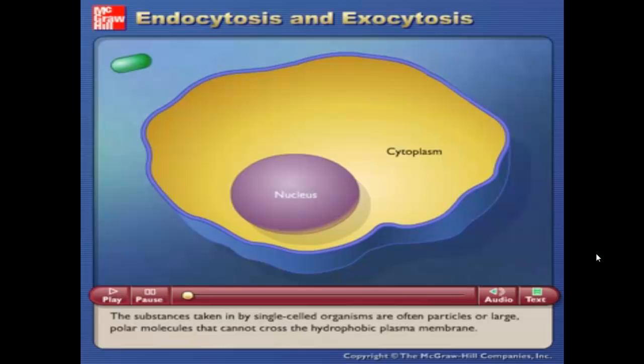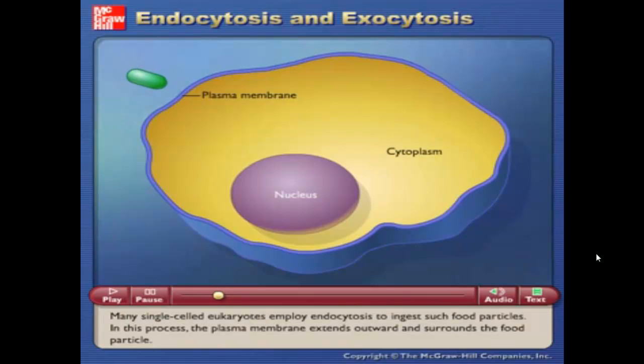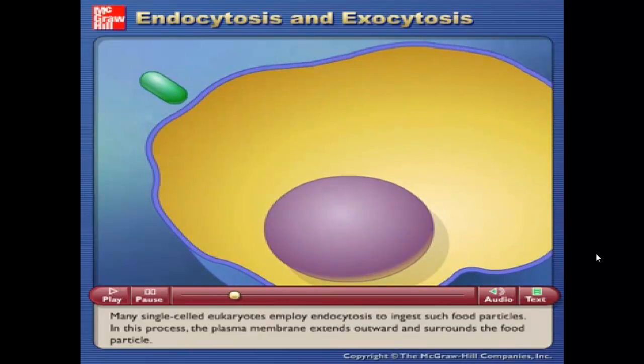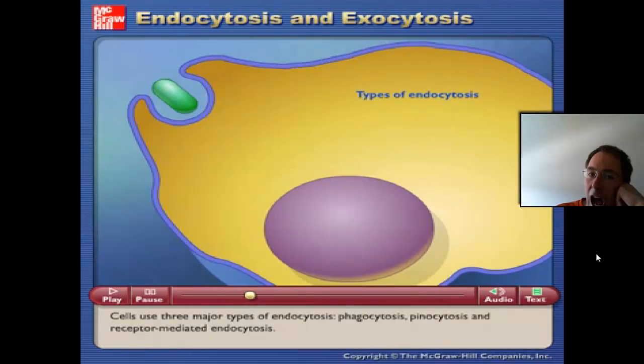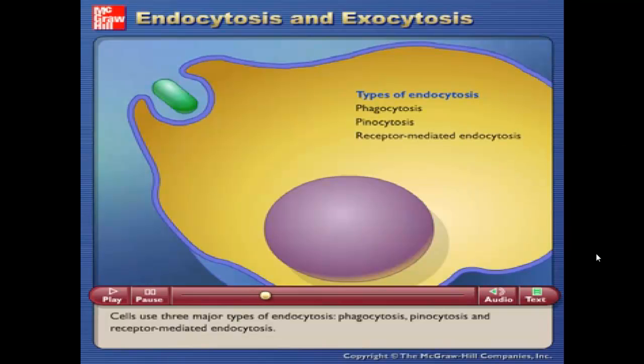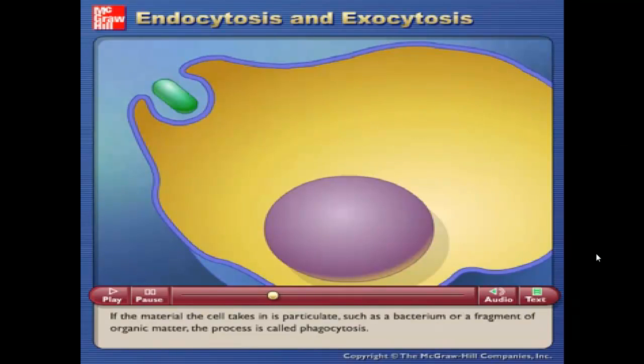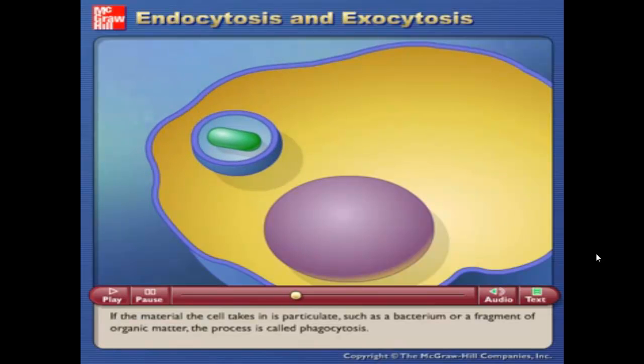The substances taken in by single-celled organisms are often particles or large polar molecules that cannot cross the hydrophobic plasma membrane. Many single-celled eukaryotes employ endocytosis to ingest such food particles. In this process, the plasma membrane extends outward and surrounds the food particle. Cells use three major types of endocytosis: phagocytosis, pinocytosis, and receptor-mediated endocytosis. If the material the cell takes in is particulate, such as a bacterium or a fragment of organic matter, the process is called phagocytosis.